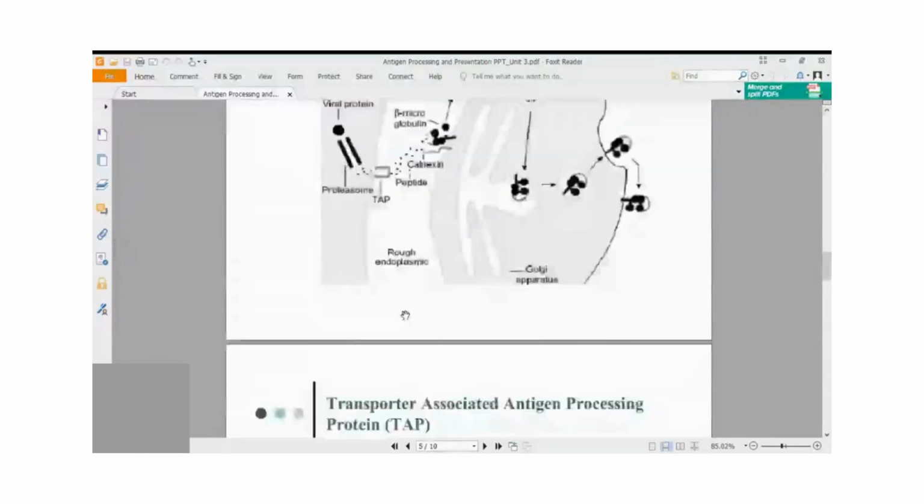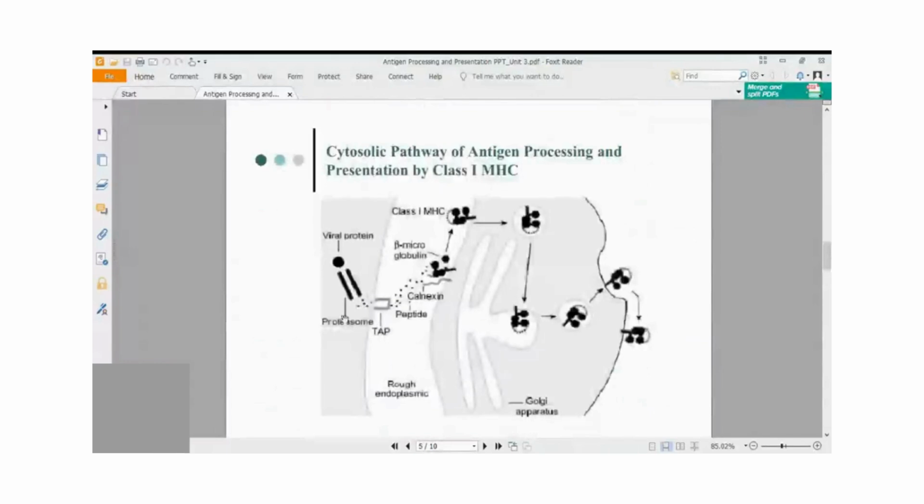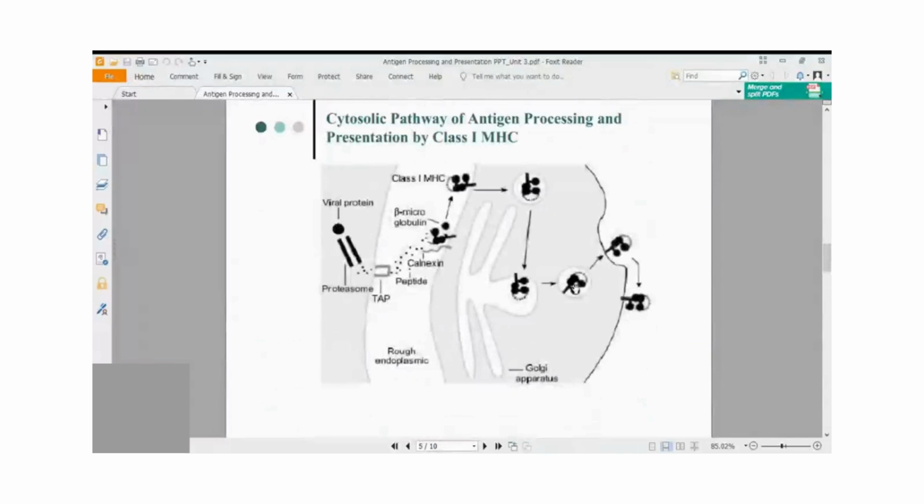But please remember, the detailed structure of TAP is not necessary to be given in the examination. You are expected to give this diagram for the cytosolic pathway of antigen processing and presentation, or cytosolic pathway of endogenous antigen presentation. Now let us say that the broken down protein enters through the TAP into the lumen of the rough endoplasmic reticulum. In the rough endoplasmic reticulum, further, those micropeptides are broken down.